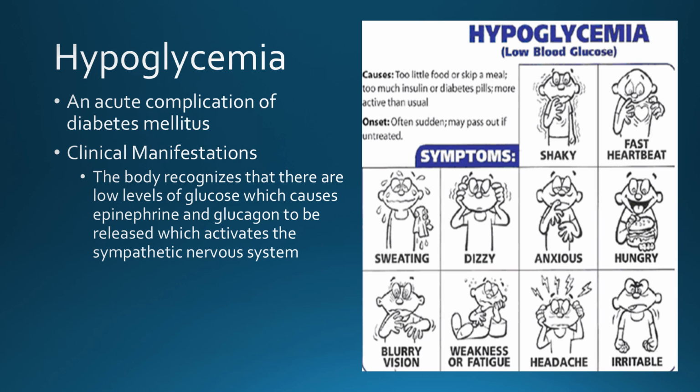So the body recognizes that there isn't enough glucose in the bloodstream, which then causes epinephrine and glucagon to be released, and that activates the sympathetic nervous system, which causes a lot of the symptoms that we see. So shakiness, tachycardia, cool and clammy skin, dizziness, anxiety, hunger, blurred vision, weakness, headache, and irritability. So again, some of them are vague symptoms, but especially if we have a patient that we think might be hypoglycemic and they show even just one of these signs, we want to be assessing their blood sugar and seeing if that is low so that we can treat that.